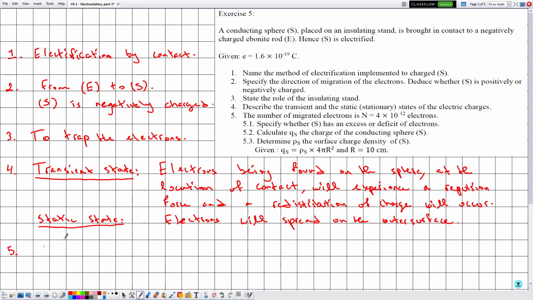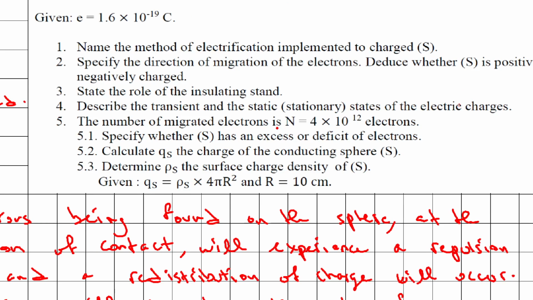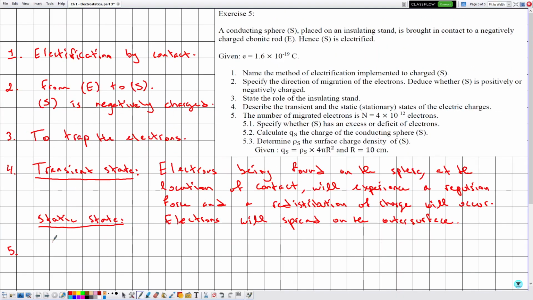Now in number 5, they are telling us that the number of migrated electrons is that. Specify whether S has an excess or deficit of electrons. So this is important because later on in 5.2 we're going to calculate QS, and QS has two different forms given by minus NE or NE. This is for the excess and this is for the deficit. So let me say that in 5.1, S has an excess, and this is simply because QS is negative.